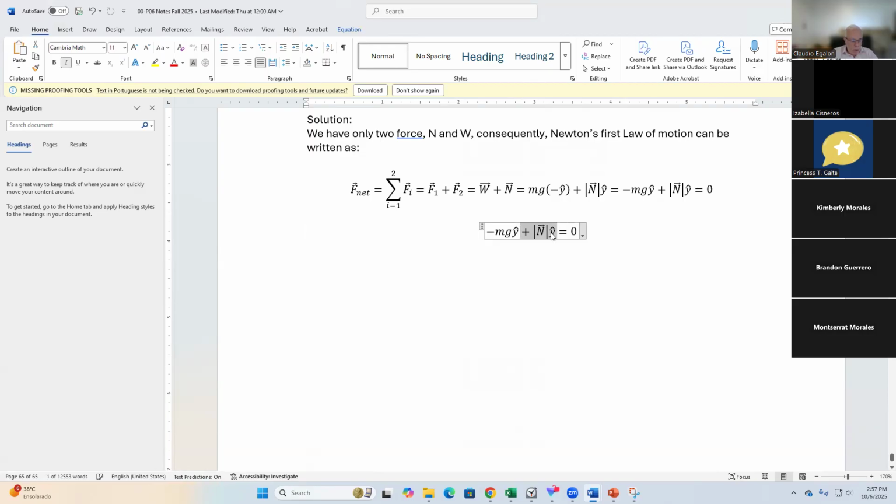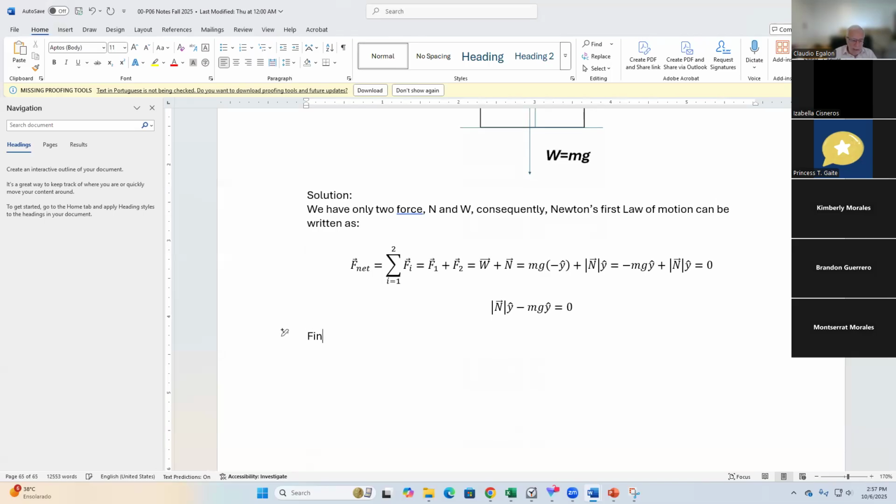I can even invert the order here to save on the number of symbols. Now, second part of this problem. Find the value of the normal force in terms of mg, right? So that's another example. Example 2. Find the value of normal force in terms of mg.